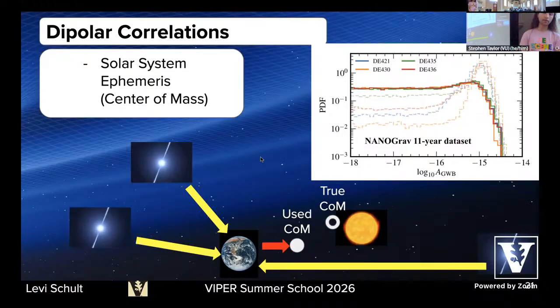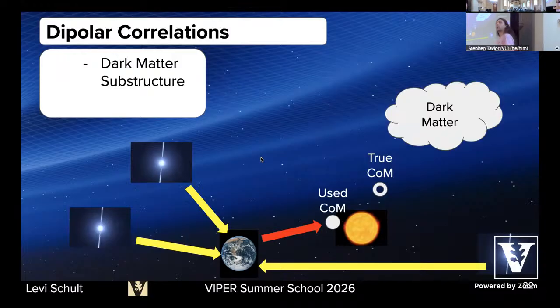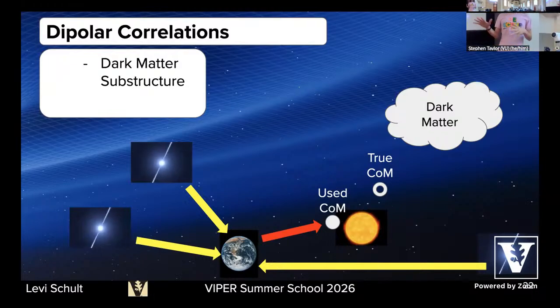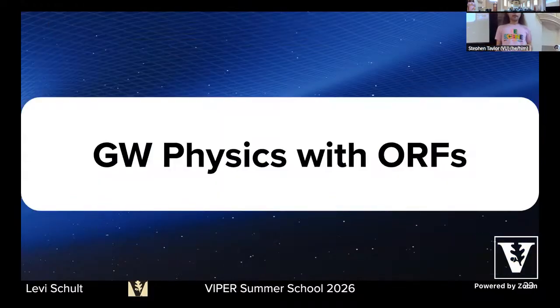Another thing that can create these dipolar correlations, like Andrea was talking about earlier today, are dark matter substructures passing the solar system, which is going to offset your center of mass in a similar way and create that dipolar signature. So those are some ways that we can use overlap reduction functions to understand quote unquote noise, right? Again, in data analysis in general, one person's signal is another person's noise. So understanding non-gravitational wave effects in our data sets.